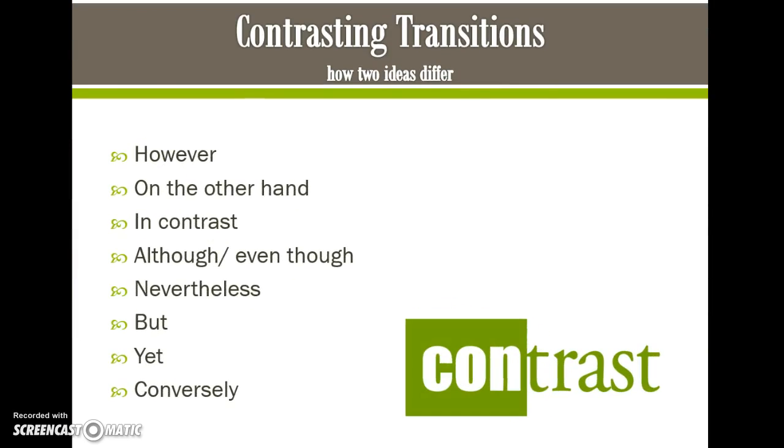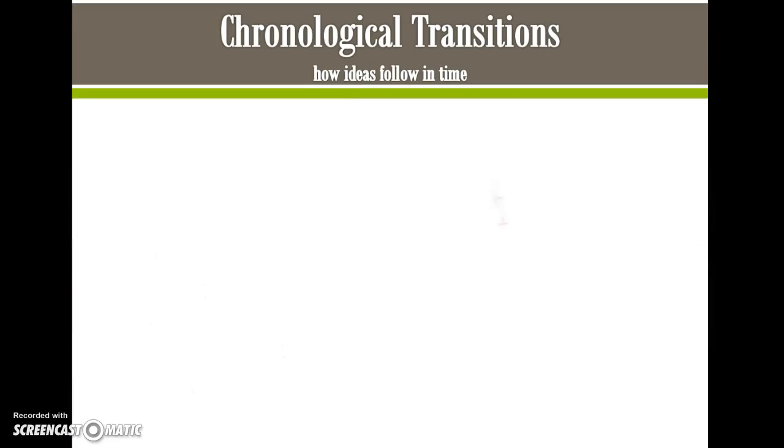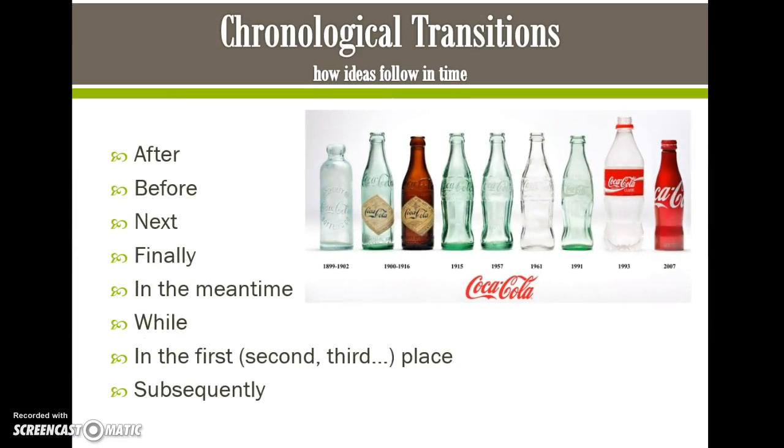You can use contrasting transitions. This shows that the relationship between 2 things is how they differ. So however, in contrast, nevertheless. And then finally, the chronological transitions. And again, remember that this list is not complete. This is just a sampling of different transitions that you could use. And the chronological transitions are going to be extra helpful to you when you are giving your demonstration speech. So here we have words like after, before, next, finally, in the meantime.